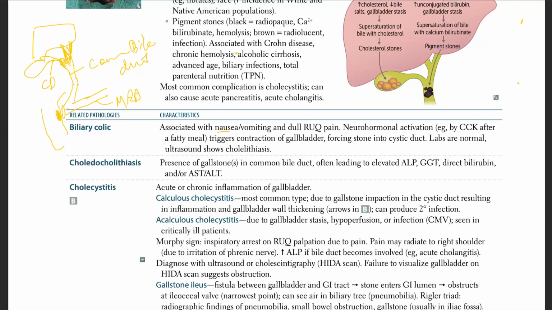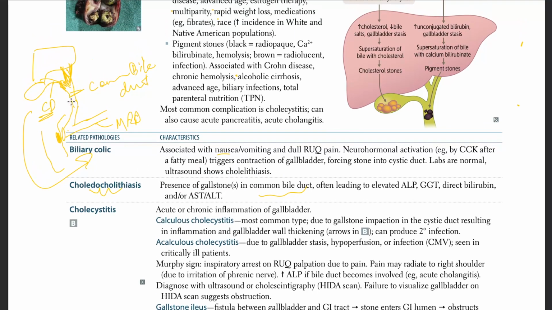Okay, so we did talk about the cystic duct causing biliary colic. Now, in cholelithiasis you have the gallstone in the common bile duct. Which is the common bile duct? Right here. Common bile duct, often leading to elevated ALP, GGT, direct bilirubin, and or AST/ALT, because you're also damaging or blocking the liver, right? You will have an increase in these, but a way higher increase in ALP and GGT than in AST and ALT.